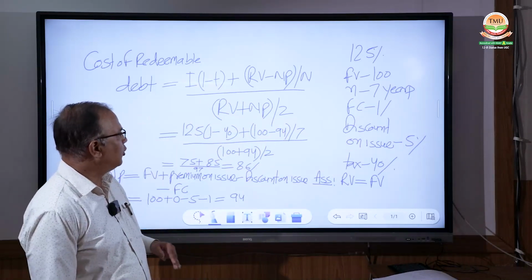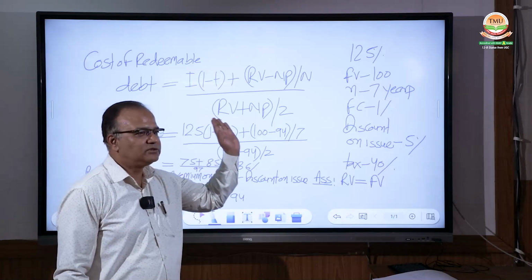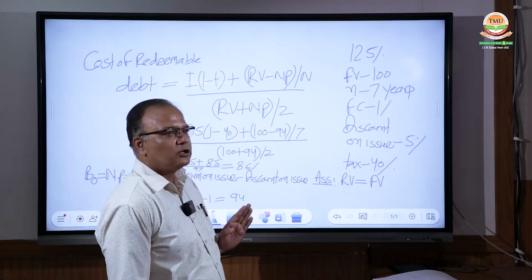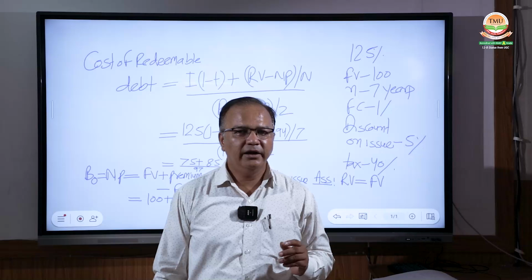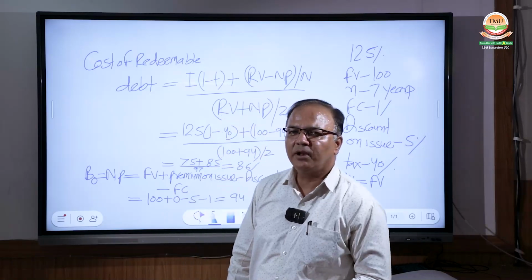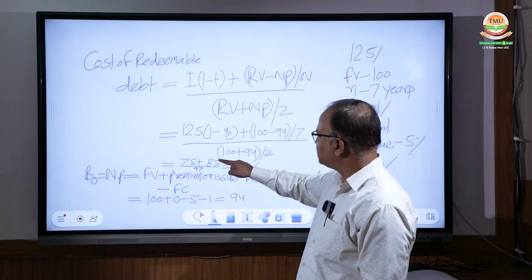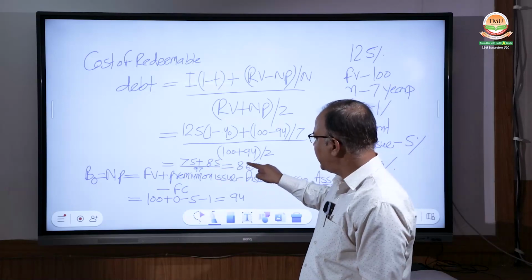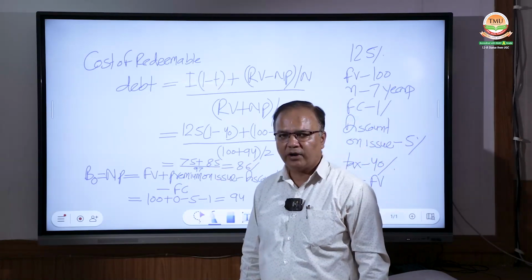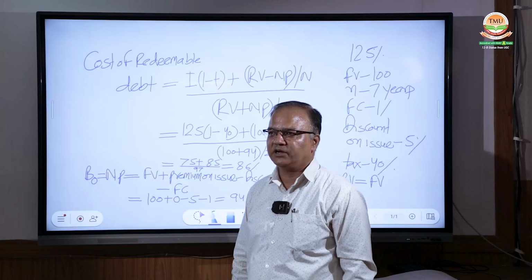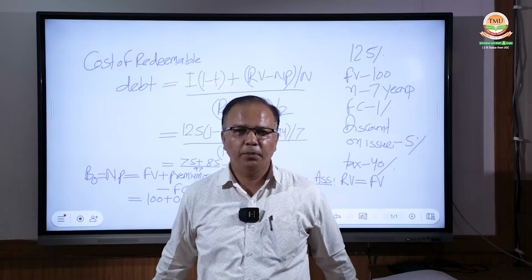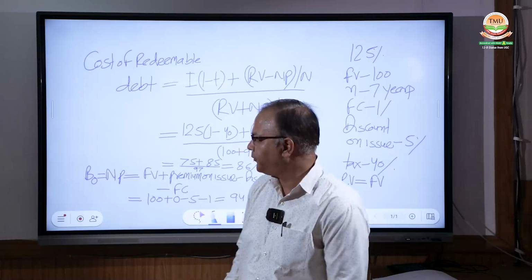And in the denominator, it was given redemption value plus net proceed. So redemption value was 100, net proceed was 94, 100 plus 94 divided by 2. Now 7.5 plus 0.85 divided by 97, and overall cost of debt was 8.6%. I think it should be very much clear to all of you.